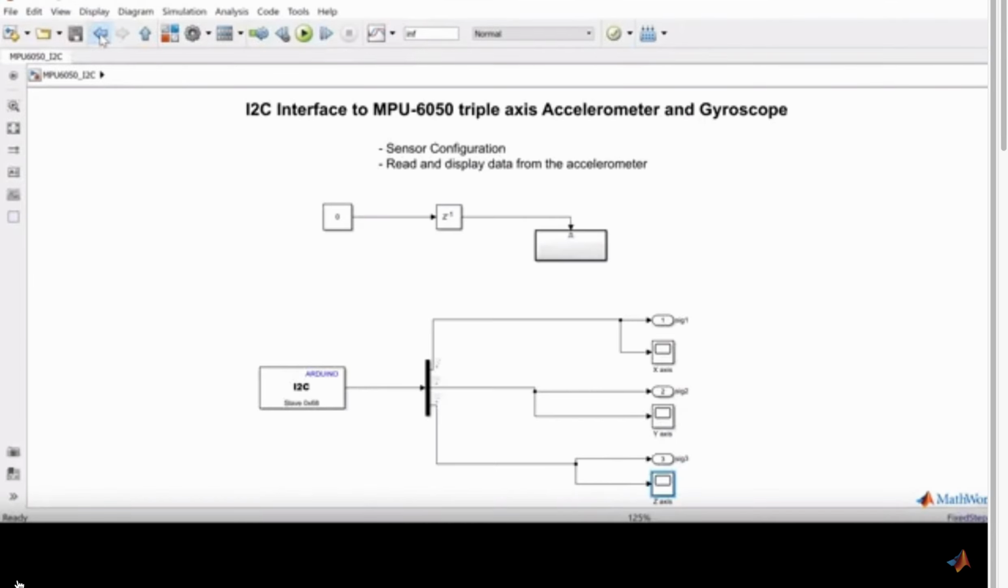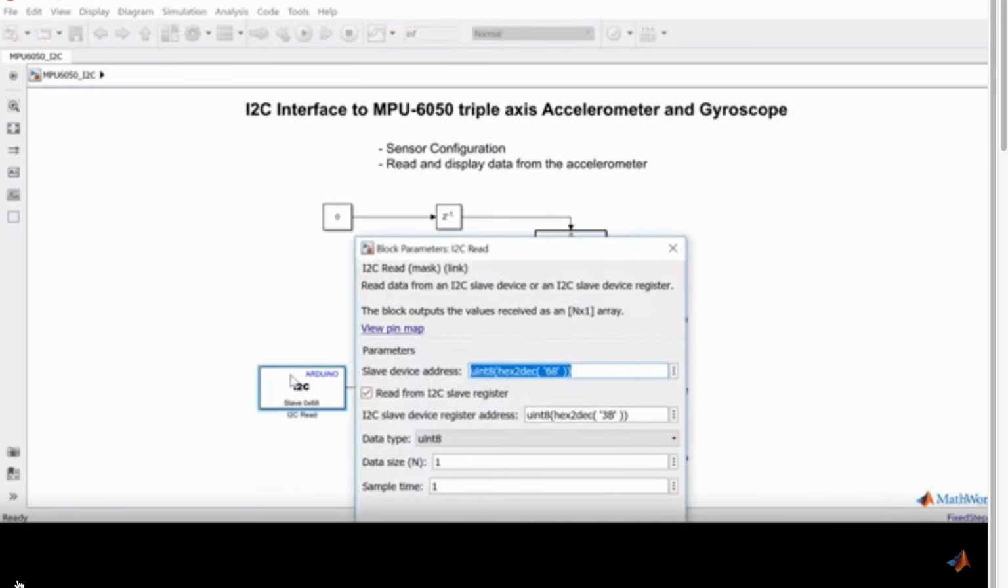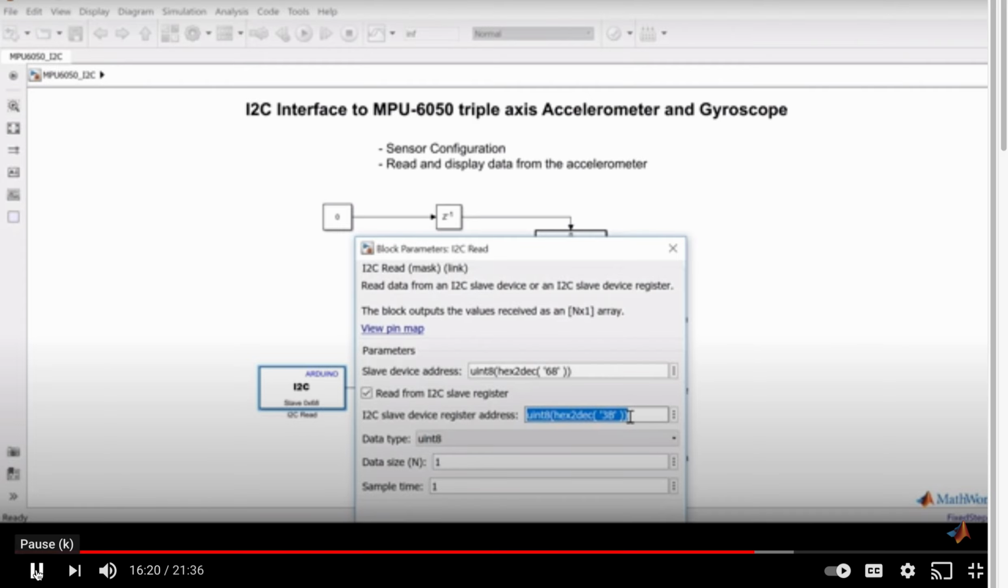Now, coming back to the main model, I will be reading data from the accelerometer data register. This is the address of the register. The following is the format of the data that I will be reading.